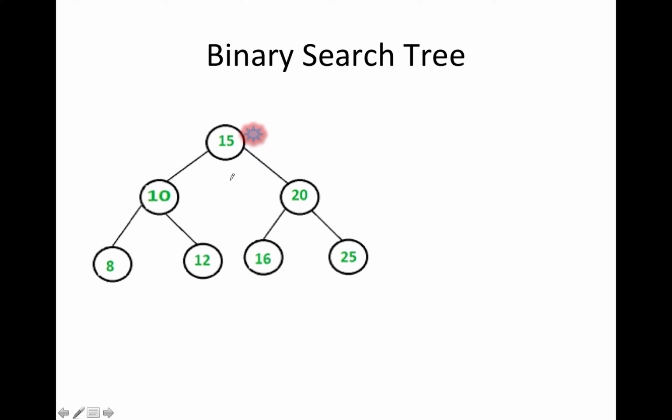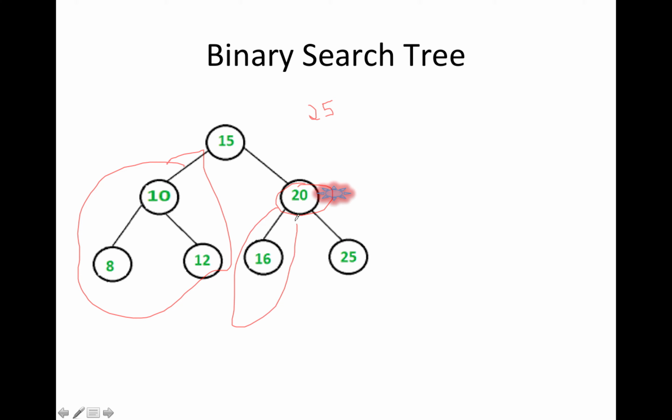So we can just skip all these nodes, the entire left portion of 15, and just go here. Again, we know 25 is bigger than 20, so we can just skip this left portion and just go right. There you go. So we eventually found 25.